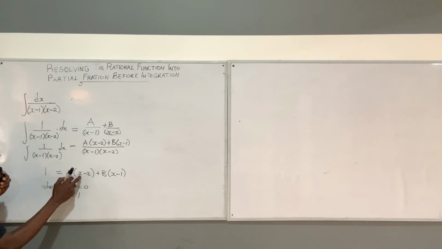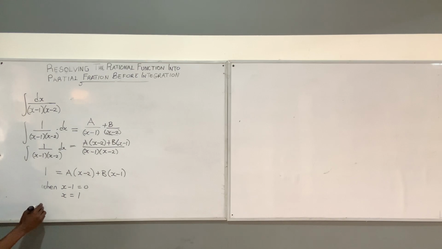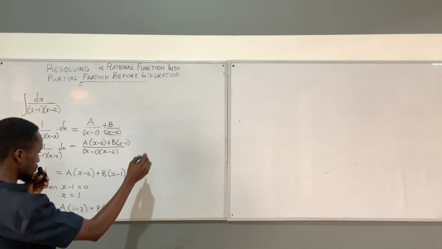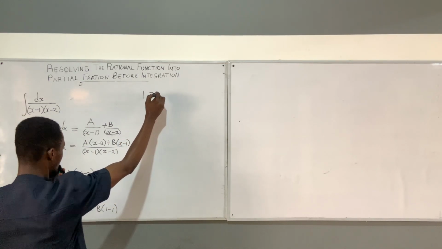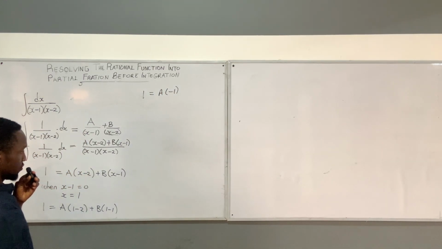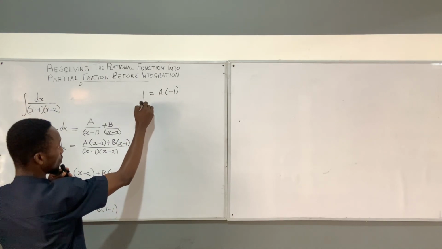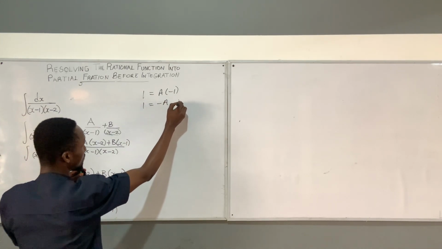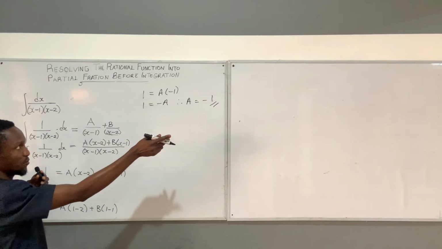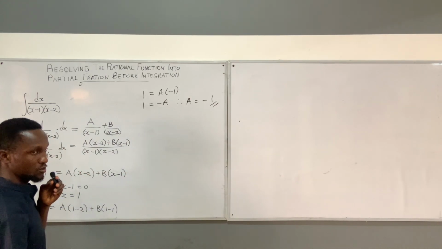Wherever we see x here, we substitute the result 1. So the equation becomes 1 equals A(1 minus 2) plus B(1 minus 1). This whole side becomes 0. So therefore we have 1 equal to A into negative 1. You will get it now. So 1 equals negative A, therefore A equals negative 1. You can divide by negative 1 or you use the values to cross.